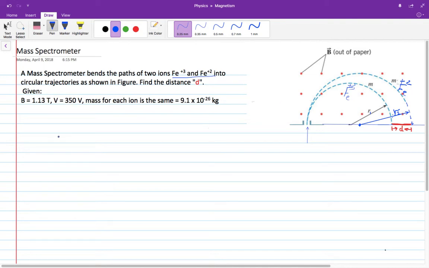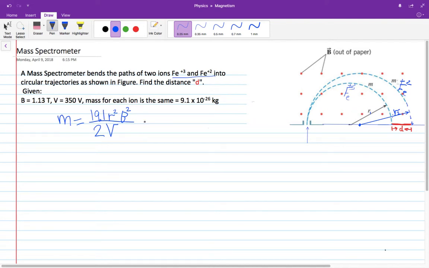Okay, so the equation for mass spectroscopy is basically this one. Mass is equal to the absolute value of the charge times r squared times the magnetic field squared, divided by twice the voltage difference. R here is the radius of the circular trajectory.